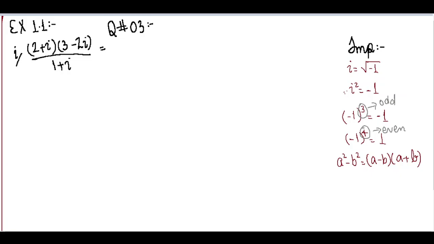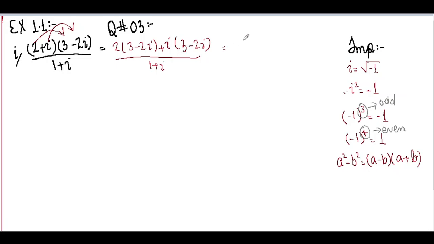Okay. Now I just have to change the color. Wait a bit. Okay. 2 plus iota into 3 minus 2 iota. First of all, we have to multiply 2 with the whole of this bracket and then iota with the whole of this bracket. So we write it as 2 into 3 minus 2 iota plus iota into 3 minus 2 iota, whole divided by 1 plus iota, which will remain unchanged.